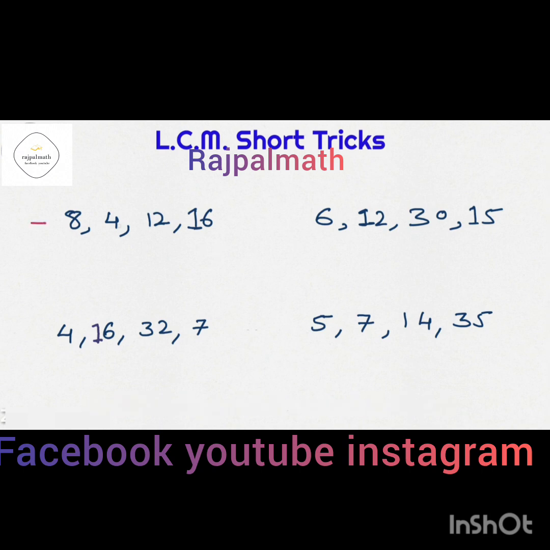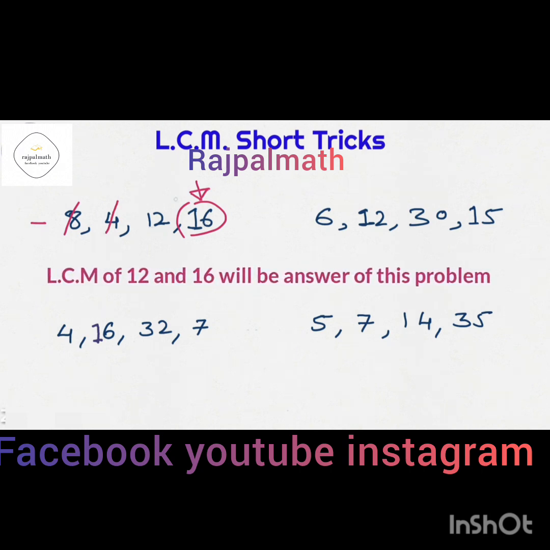Let's figure out the LCM of 8, 4, 12 and 16. So identify the biggest number, that is 16. Now find out by how many numbers 16 is completely divisible. So it is completely divisible by 8. It is completely divisible by 4. So cancel them out. The numbers remaining are 12 and 16. So we need to find out the LCM of 12 and 16 now.